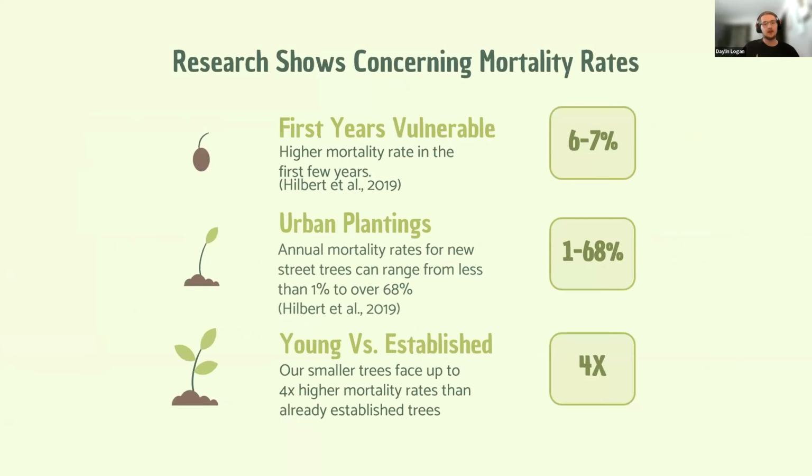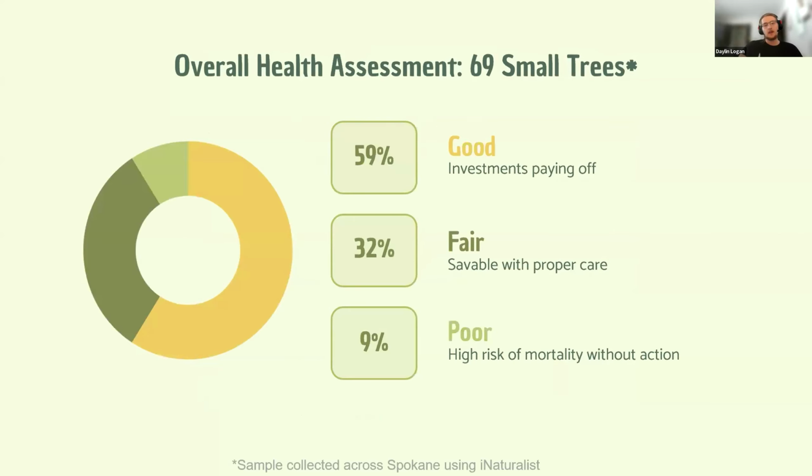Within the first couple of years of planting a tree, the median annual mortality rate is about 6 to 7% for a young tree. Most of the tree losses can come from, like I said, drought or being overshadowed. The annual mortality rates for new street trees can actually be 1 to 68%, which is giant, by the way, which most of you know. And then our smaller trees actually face up to a 4 times higher mortality rate than already established trees on streets. When I looked at all of our trees, I was able to separate them by their health identifications.